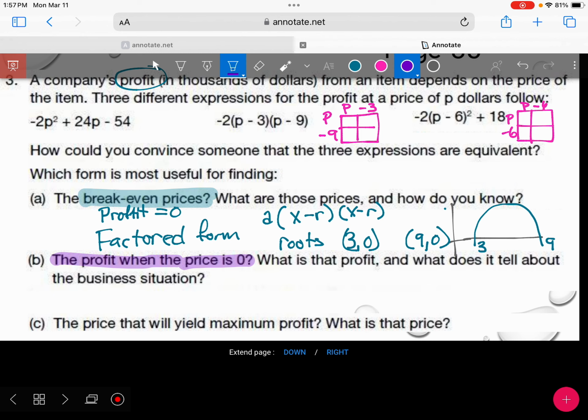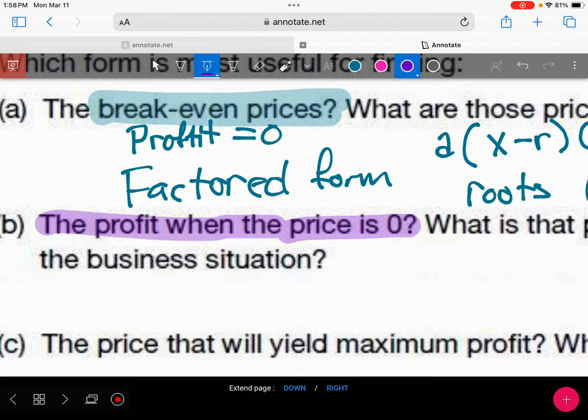What zero is this? Is it the y-intercept? Oh, wait. Yeah, it's when my price is zero. Okay. So what is my profit, numerical, when my price is zero? Where are you getting -9 from? Look at the equations. Negative 54. How do we know it's -54?